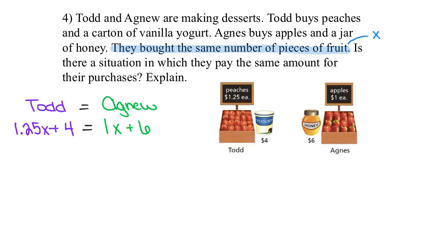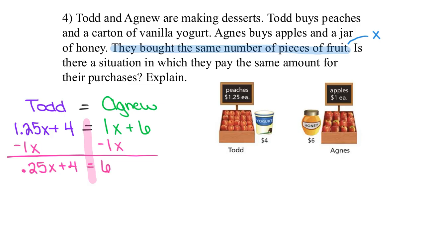So let's find out how much it's going to be. What is the situation? What do I have to do? Let's solve it. Minus 1x. All right, we're going to minus that 1x on both sides. Hold up. All right, I heard Jason say 0.25x plus 4 equals 6. Chloe? Minus 4, cast out. You are correct.